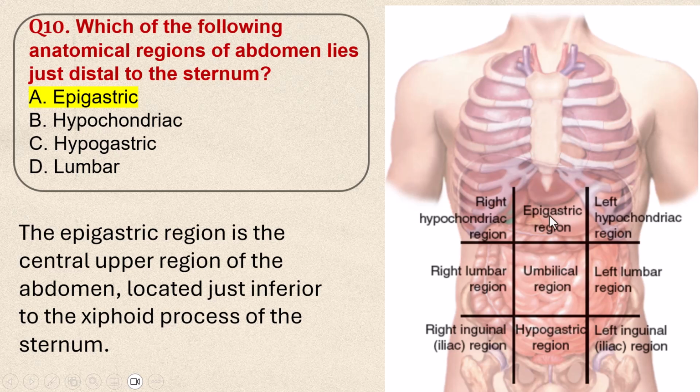So the right and left to the epigastric region is the hypochondriac region. Right and left to the umbilical region is the lumbar region. Right and left to the hypogastric region is the right inguinal and the left inguinal region. So the correct answer for this question is A.